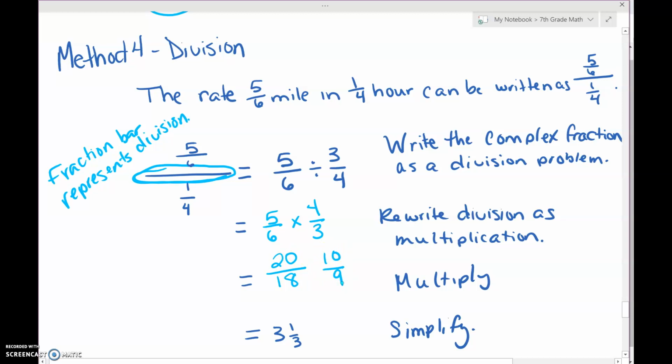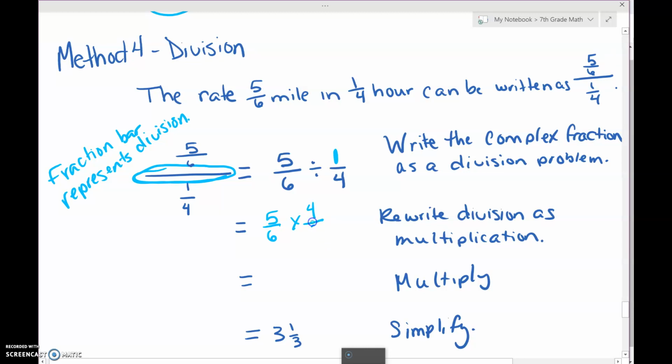What's wrong here? Let's see. I wonder if you can catch my mistake. What am I actually dividing by here? I'm dividing by 1/4. That's where my mistake was. I wasn't dividing by 3/4. I was dividing by 1/4. Do you see why I was confused?